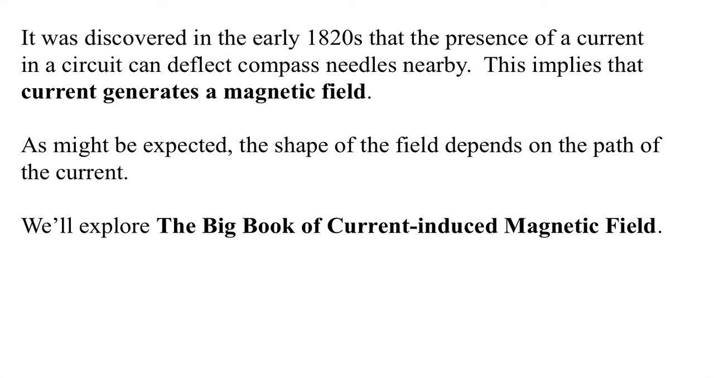It was discovered in the early 1820s that the presence of a current in a circuit can deflect compass needles nearby. This implies that current generates a magnetic field. As might be expected, the shape of the field depends on the path of the current. So now we'll explore the big book of current-induced magnetic fields.